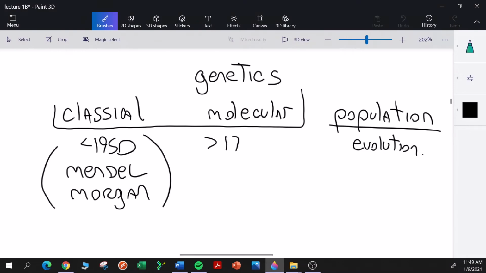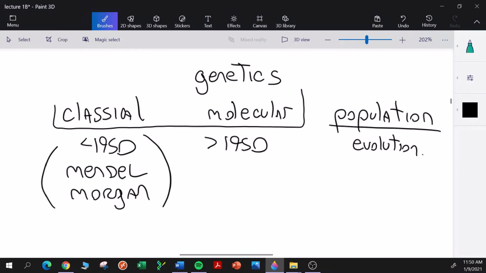Now, after 1950, about the time that the structure of DNA was discovered, that's when molecular genetics really takes off. And what is molecular genetics? When we talk about molecular genetics, we're talking about the structure of DNA and the structure of RNA and how RNA is used to make proteins. And today, it seems like every year we learn about a new type of RNA molecule that is found in cells. When we get to the molecular genetics section of the course, we're going to learn a lot about these different types of molecules.